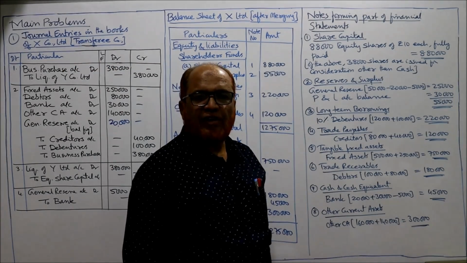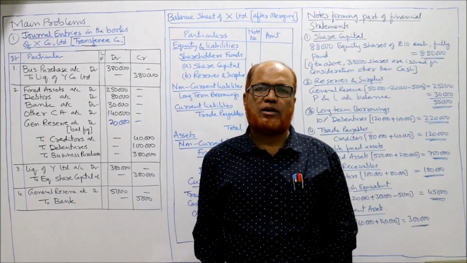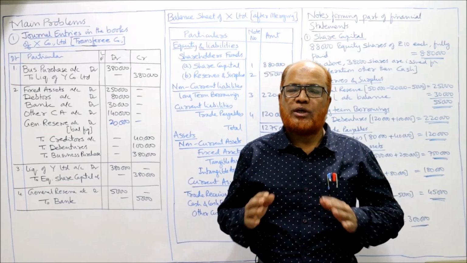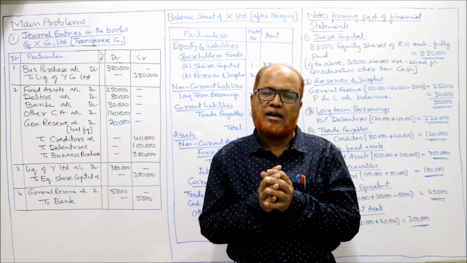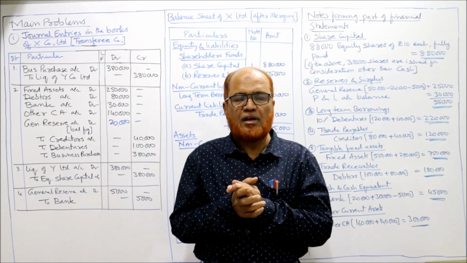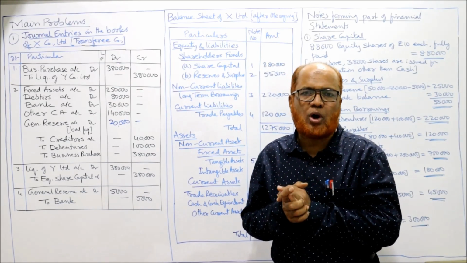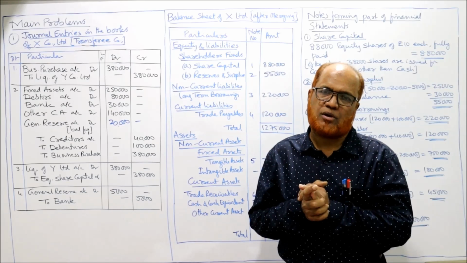Hello students. So we have completed the short problems on amalgamation of companies. In the short problems we have seen how to calculate the purchase consideration and a few journal entries also. Now we'll come to the main problems, long problems on amalgamation of companies.